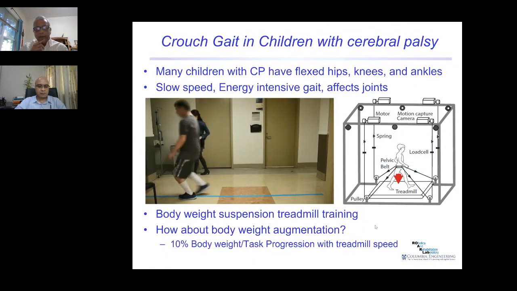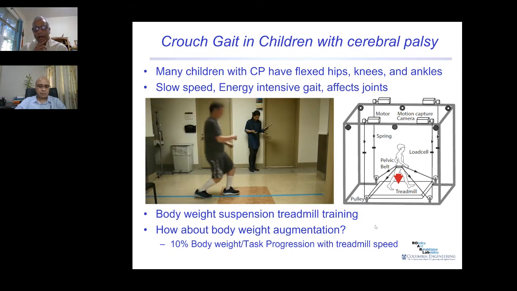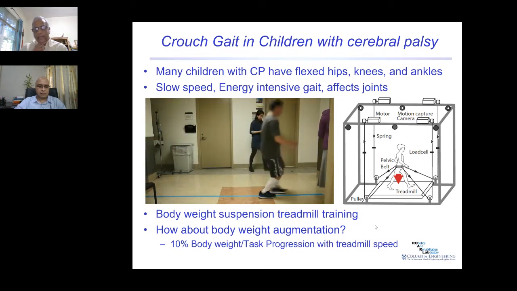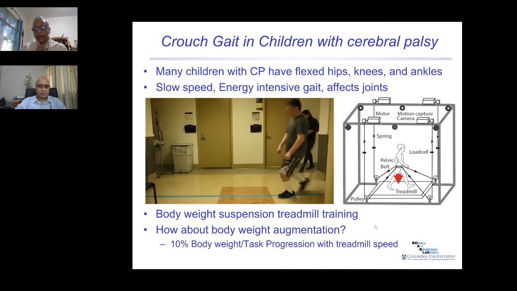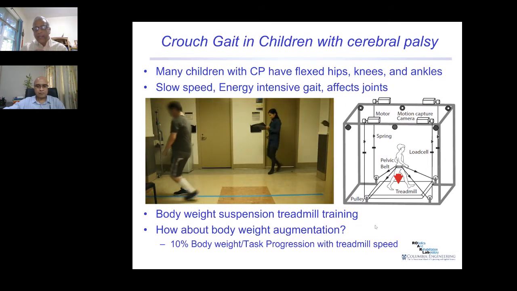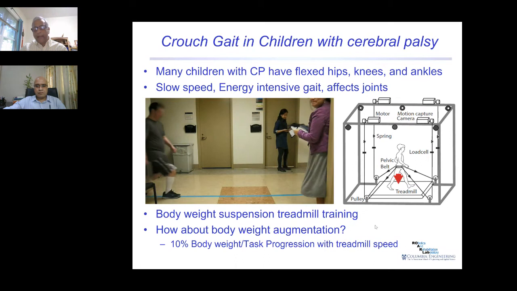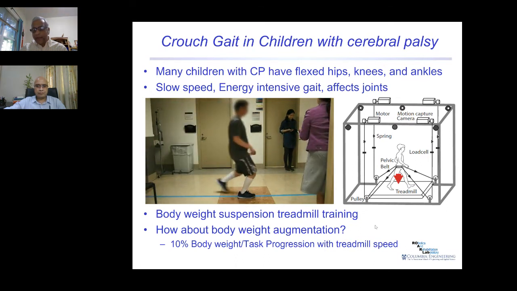So this is a video of a child with cerebral palsy again, and there's something called a crouch gait. As you can see, the child actually is not walking straight. He's walking with his knees bent, his hips bent, and so forth. Typically, crouch gait children have a lot of issues in terms of movements, and balance as well, but it's also kind of bad on their joints. Many of these children would actually have arthritis towards the later part of their life.